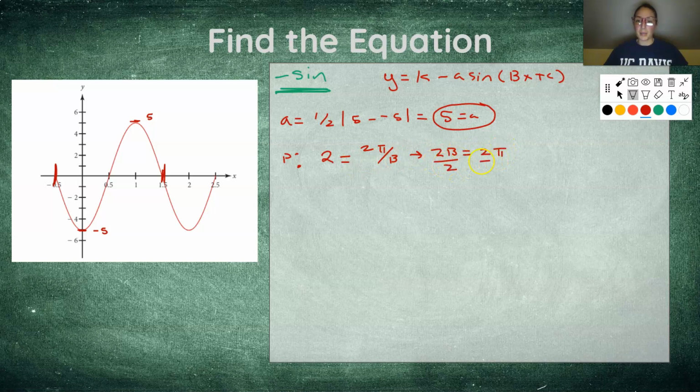Divide both sides by 2, and we get b. The 2's cancel here, the 2's cancel here. We get b is equal to pi. Okay, found my b. Let's look for my c.